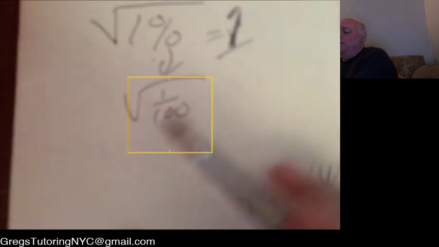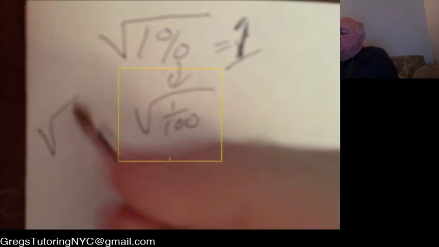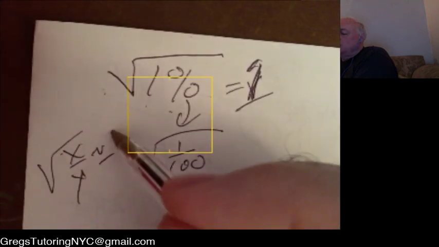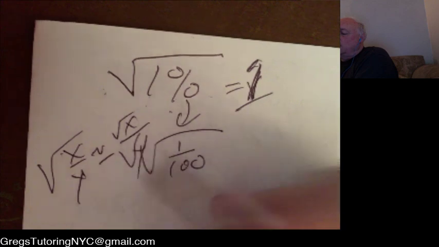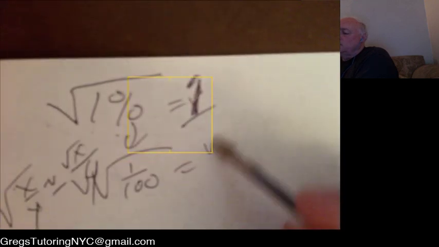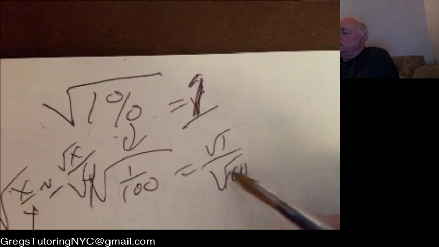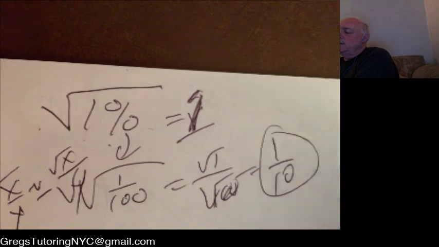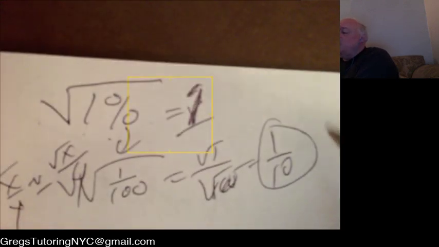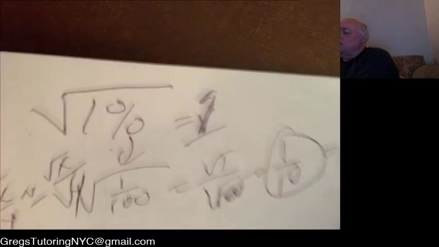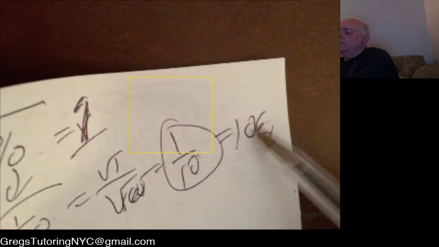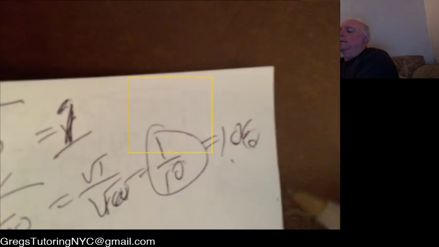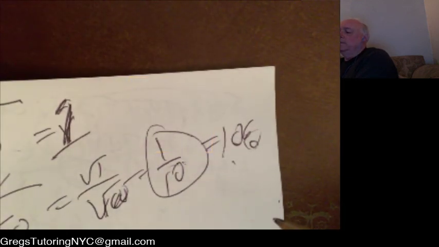So when we have the square root of an x over y, that's the same as the square root of x over the square root of y. So this equals the square root of 1 over the square root of 100. And that's equal to 1 over 10. So the answer is a tenth. In fact, we could say the answer is 10%, because they're equal. So the square root of 1% is 10%. Kind of sounds counterintuitive, but that's the way it goes.